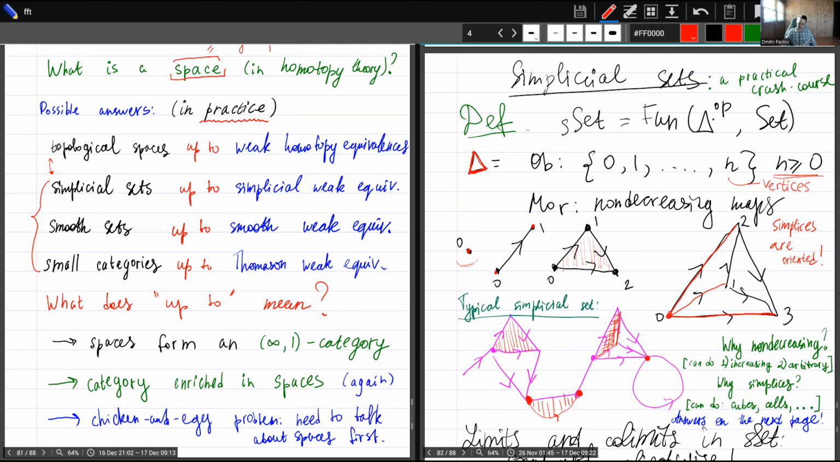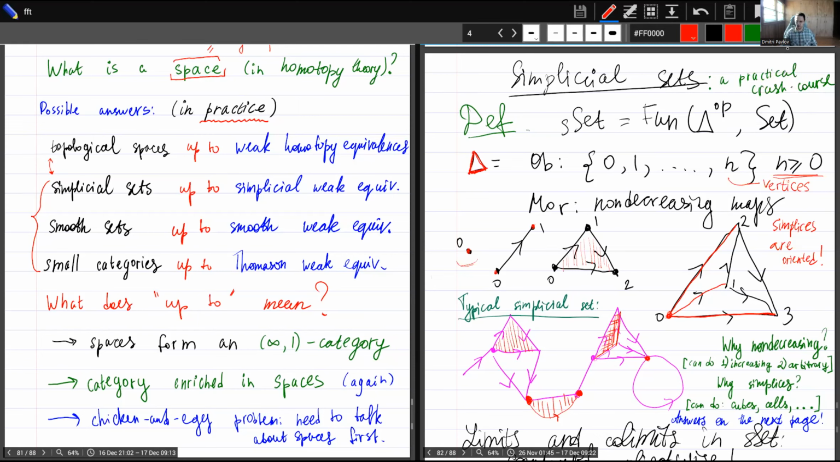So the meaning of this contravariant functor is that if X is a simplicial set, then Xn encodes the set of maps from delta n to X.